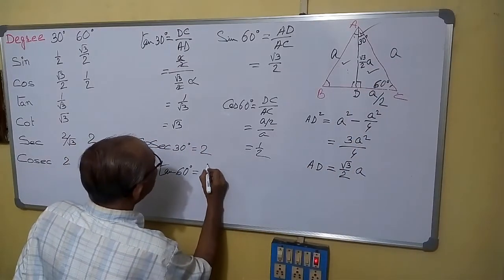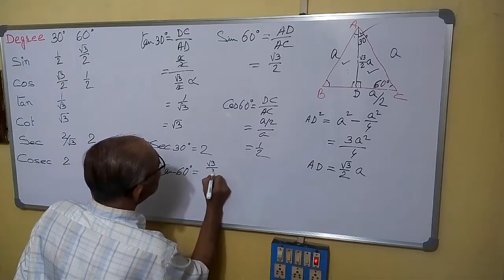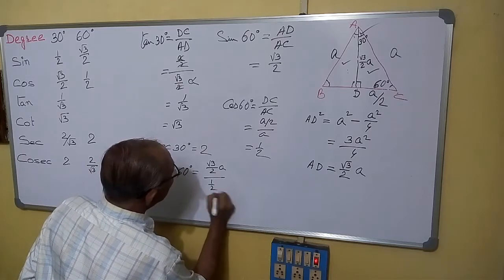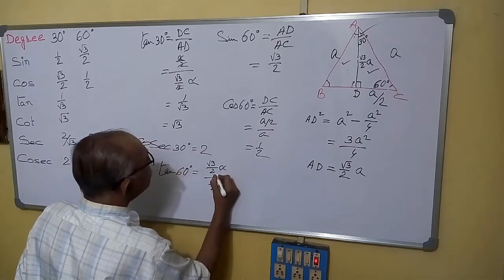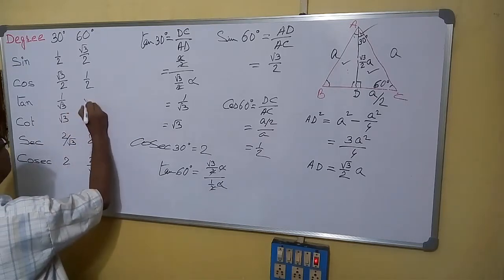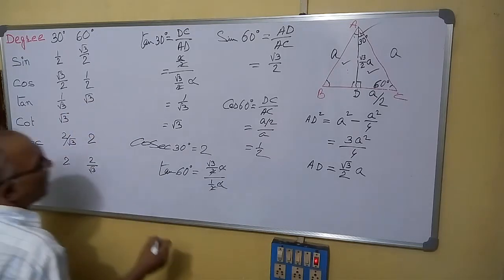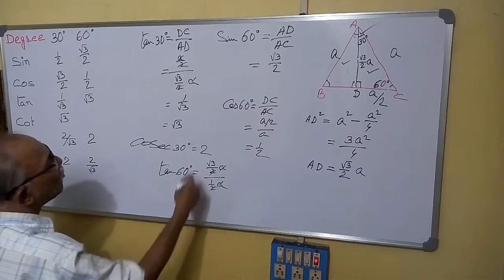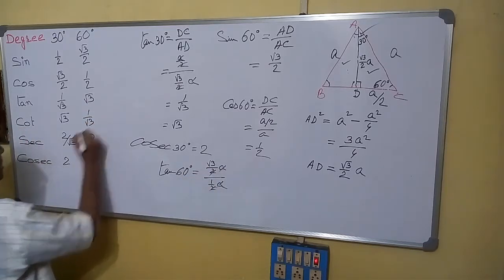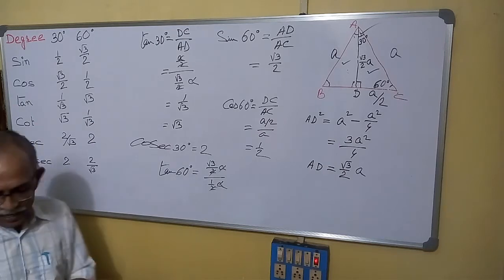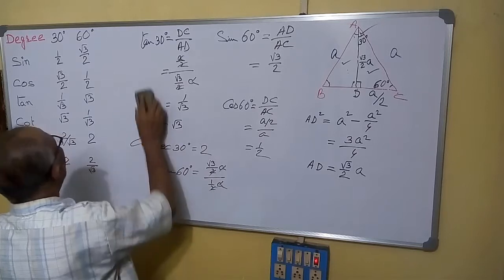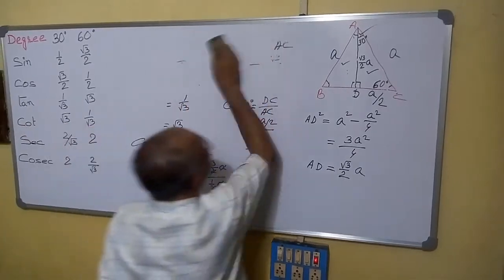So root 3 by 2, divided by half. A by half A, 2, it will be root 3. So tan 60 is becoming root 3. And as we know, cot is opposite of this one, it will become 1 by root 3. In this way, we can calculate all the angles of 60 degree and 30 degree.